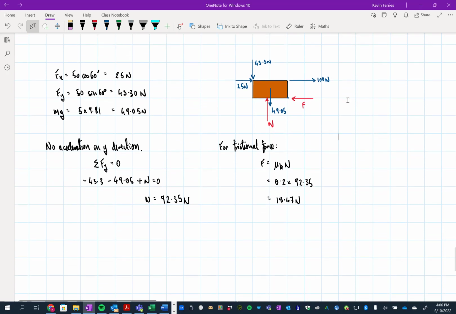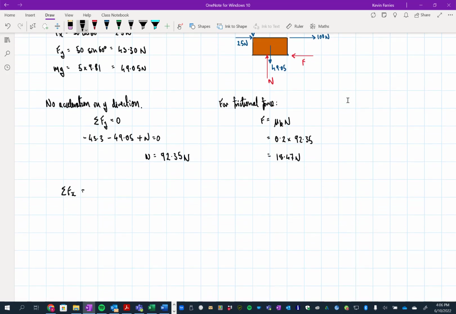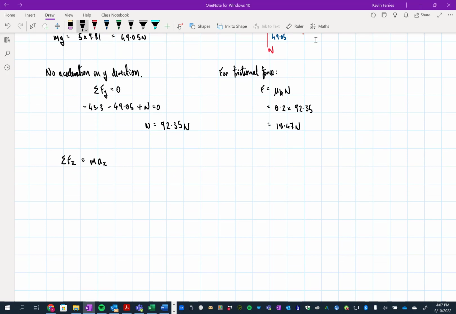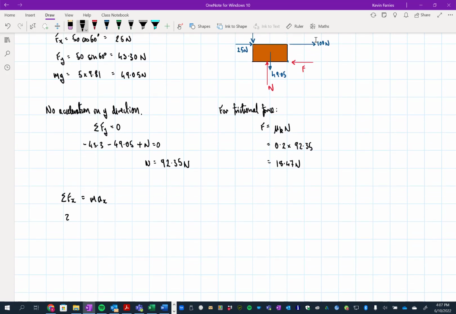So we can use this equation as a component equation as well. So the sum of the forces in the x direction, so the resultant force in the x direction, which is just the sum of the forces because they're all in the same direction. It's just the forces, but being careful about their signs, is equal to mass times the acceleration in the x direction. So therefore, we have got 25 plus 100 is equal to mass times acceleration.